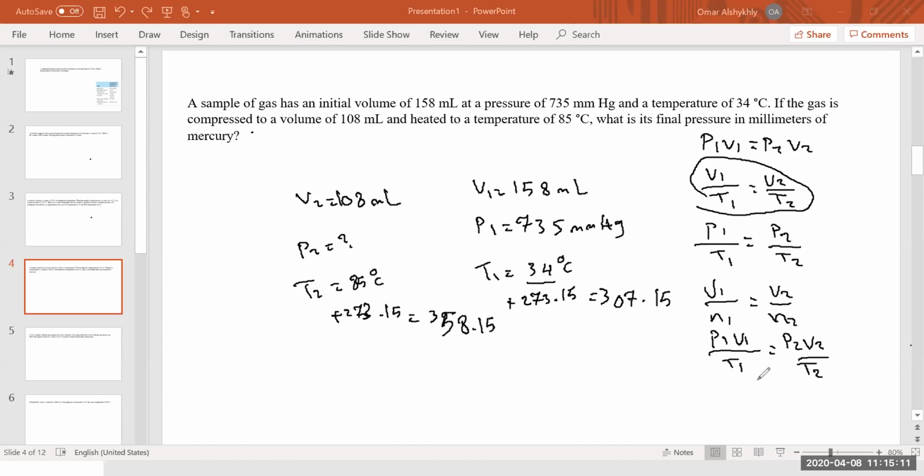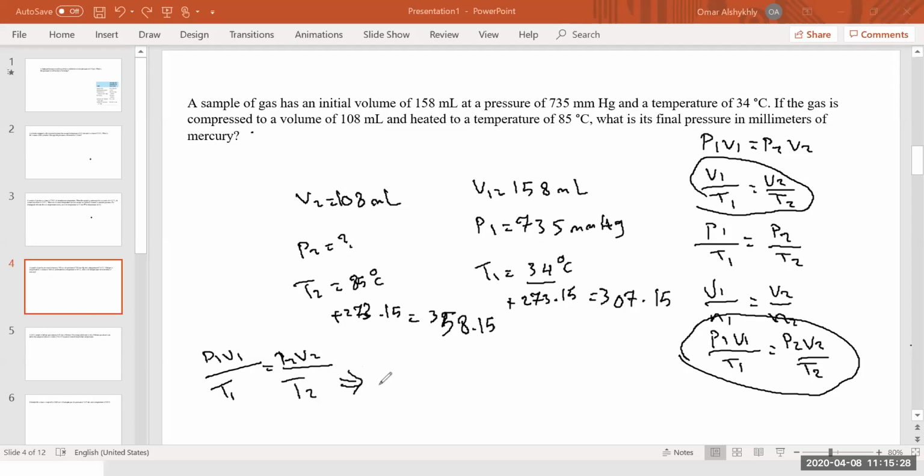Now, which equation will we use? Look at here, when we have these variables, no constant except the number of moles, so we will use the combined gas law. So P1 V1 divided by T1 equals P2 V2 divided by T2. Here we need to find P2, so it will be P1 V1 times T2 divided by T1 V2.